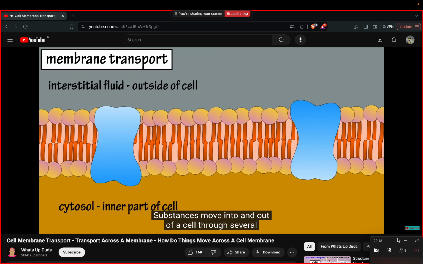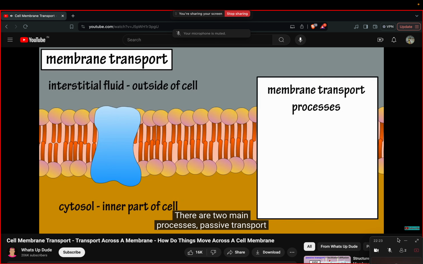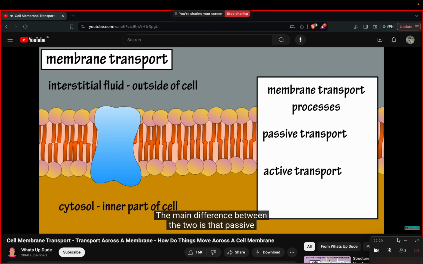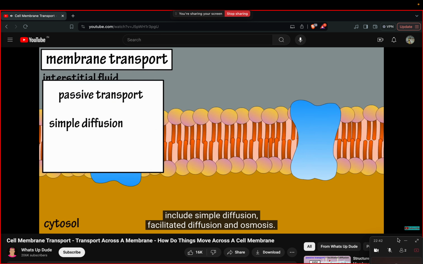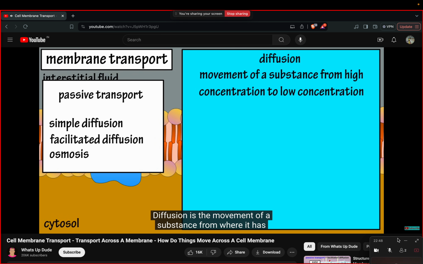Substances move into and out of a cell through several different processes called membrane transport. There are two main processes: passive transport processes and active transport processes. The main difference between the two is that passive processes do not require energy expenditure, and active processes do require the cells to expend energy. Let's start by looking at the passive processes, which include simple diffusion, facilitated diffusion, and osmosis. Diffusion is the movement of a substance from where it has a high concentration to where it has a low concentration, or the tendency of a substance to spread out evenly over a given space.